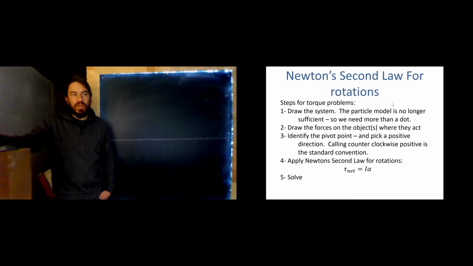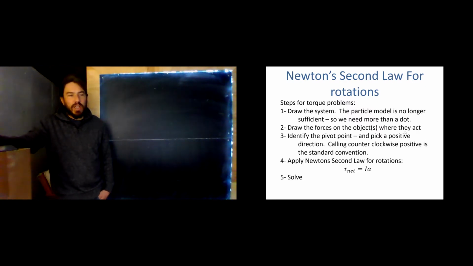Once we can identify it as a Newton's second law problem for rotations, we should draw the system. And we're not using the particle model anymore, right? We care where forces are applied. So we actually need to draw out the whole situation more than just a dot. And we draw the forces on the objects where they act.